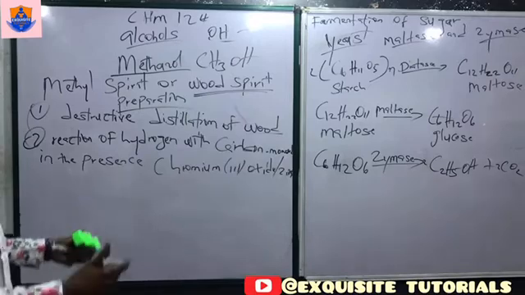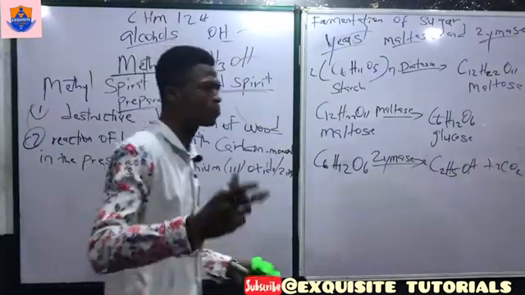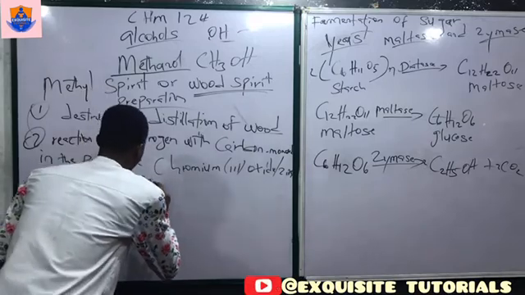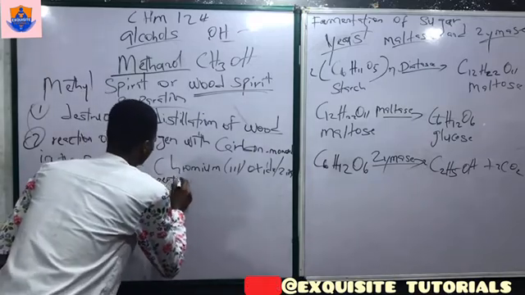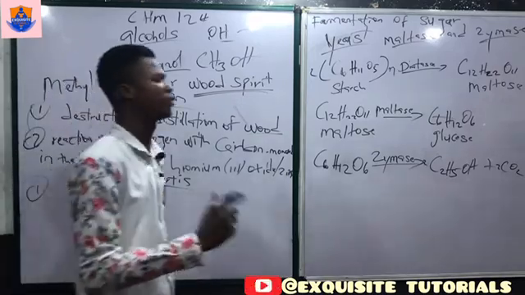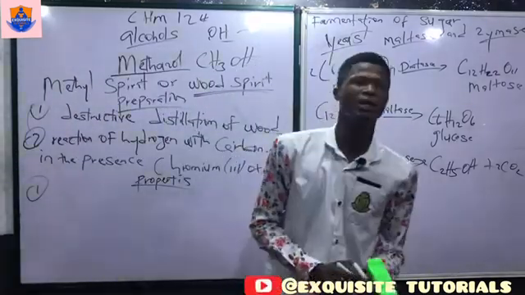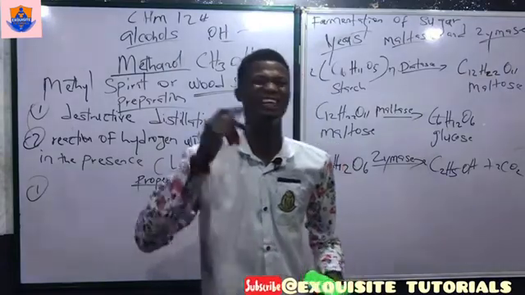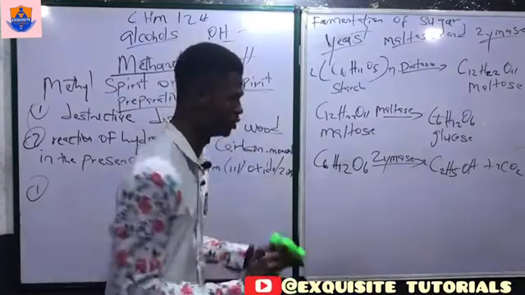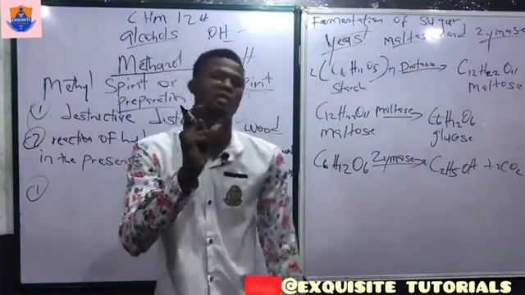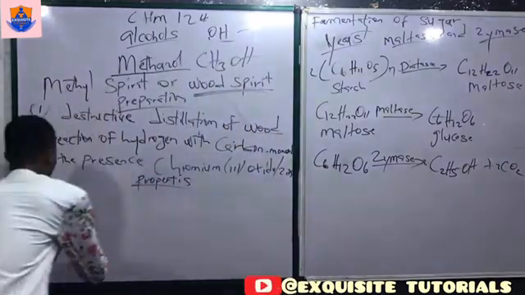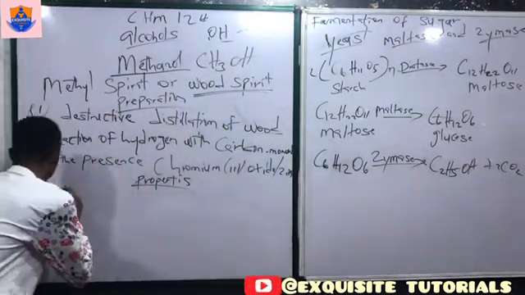Now from here, let's talk about the properties of methanol. This is very interesting. Number one thing that you should know about methanol is that it is poisonous. So methanol should not be consumed. Do not consume methanol unless you want to commit suicide. But please do not commit suicide. Methanol is poisonous.